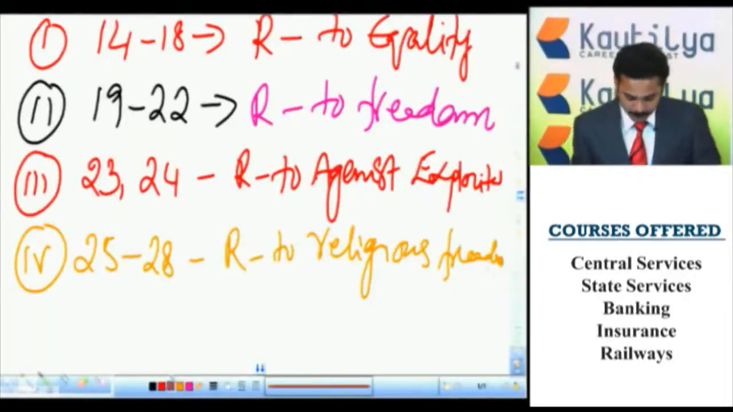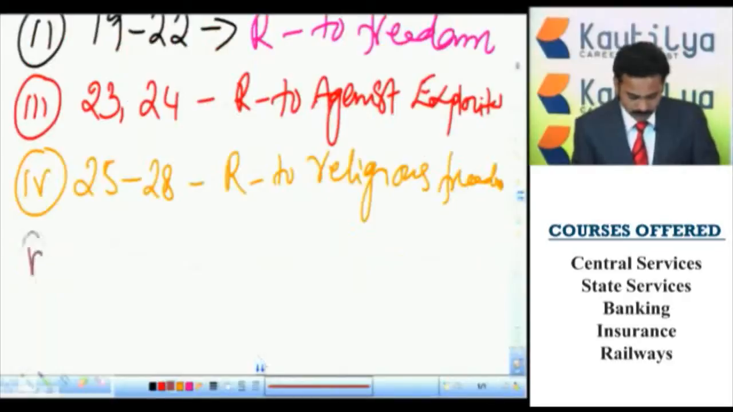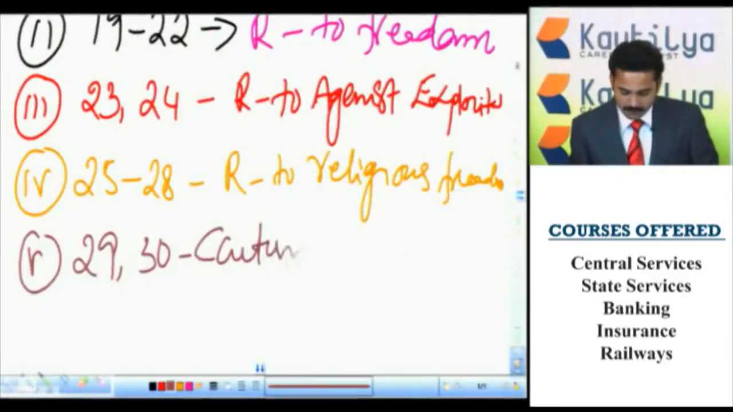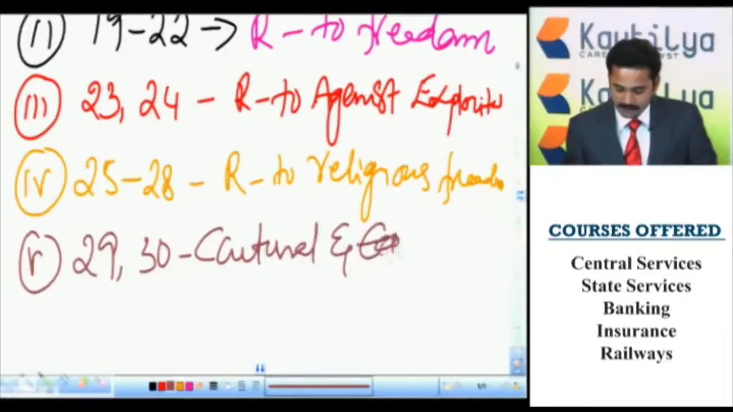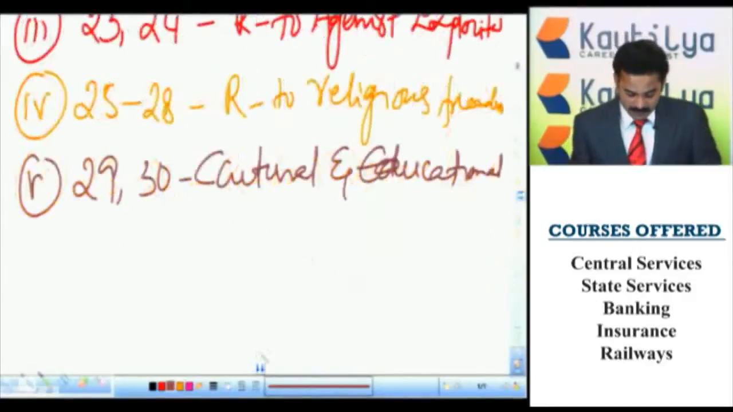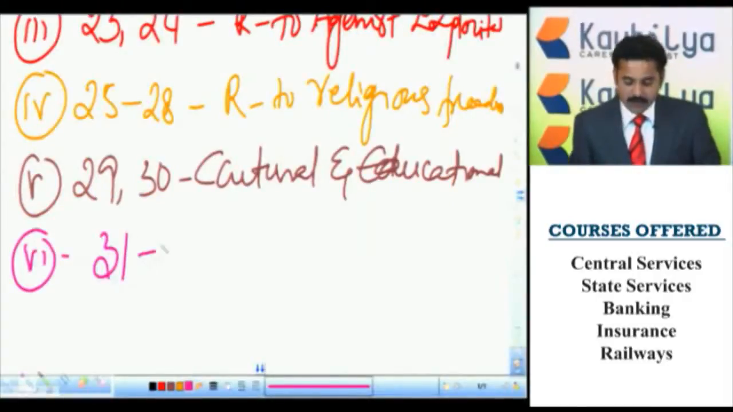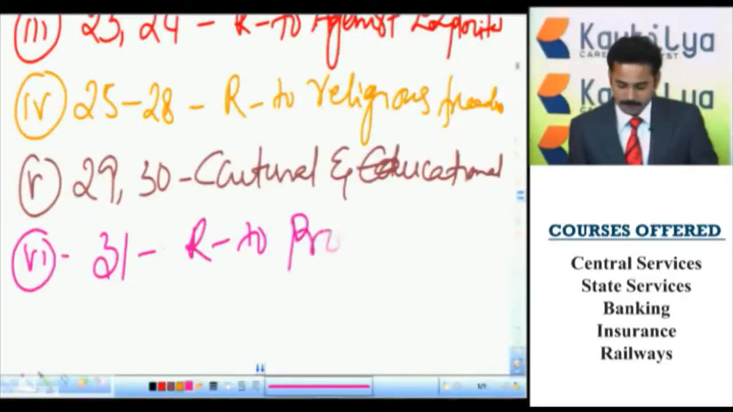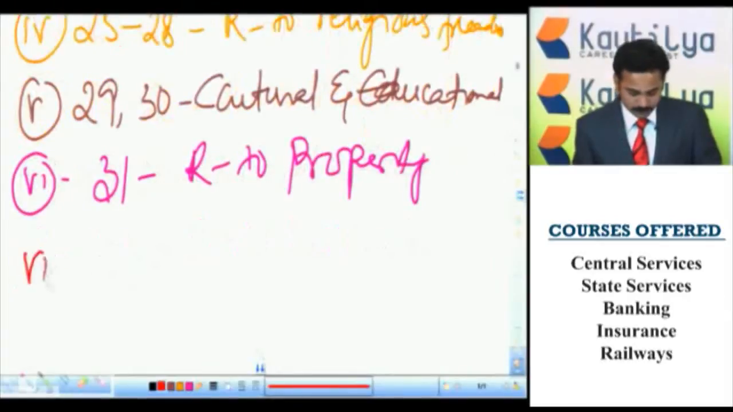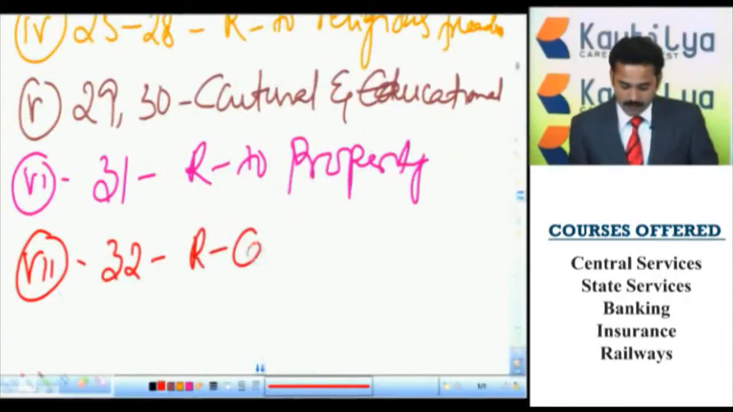Fifth one, 29-30, cultural and educational rights. Sixth one, Article 31, right to acquire and dispose property, right to property. Seventh one, Article 32, right to constitutional remedies.